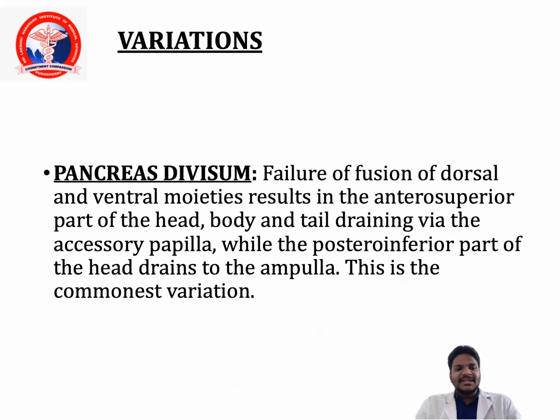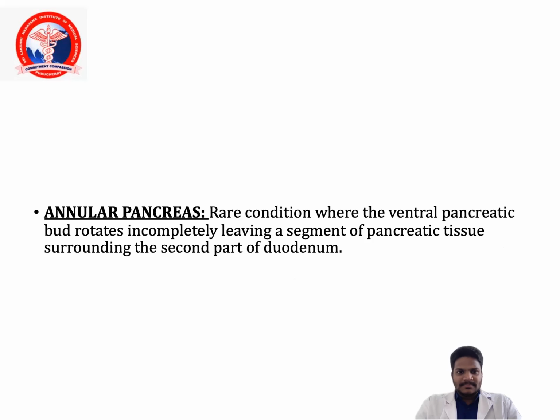Coming to the normal anatomical variations, pancreas divisum is one of the most common anatomical variations to be encountered in common practice. The failure of fusion of the dorsal and ventral moieties results in the anterosuperior part of the head, body, and tail draining separately via the accessory papilla, while the posterior inferior part of the head drains to the ampulla. This is the commonest variation.